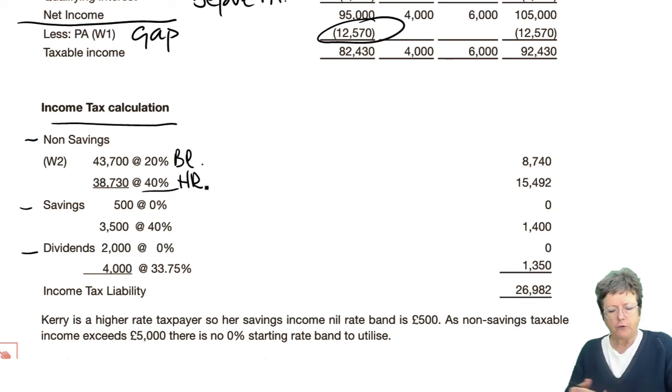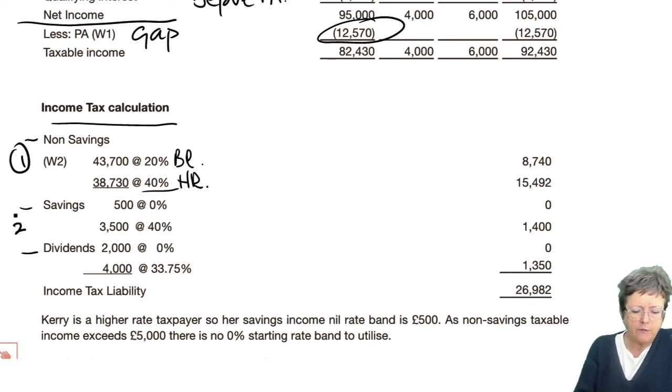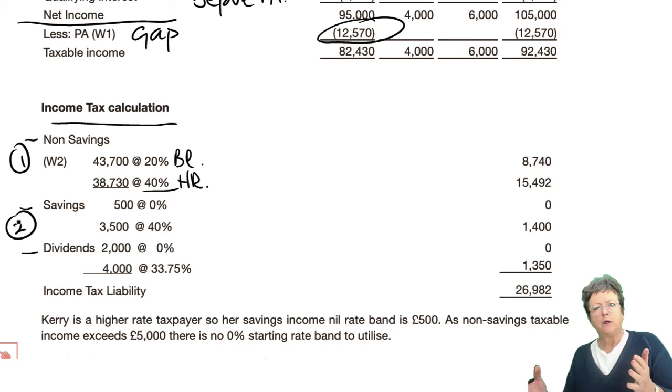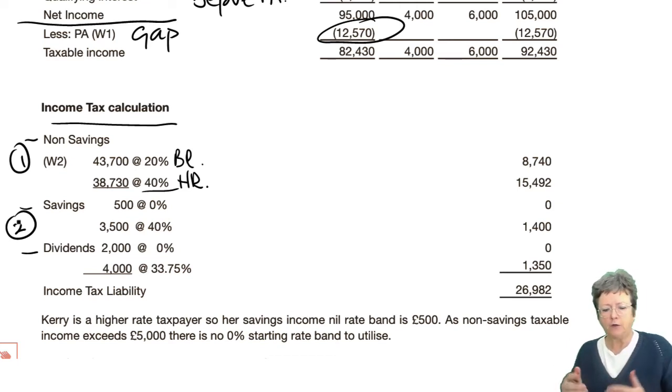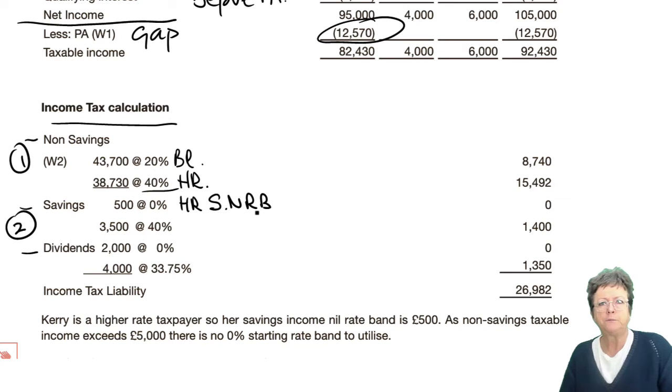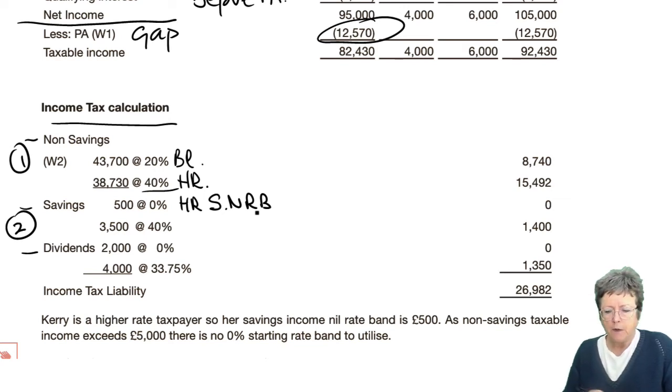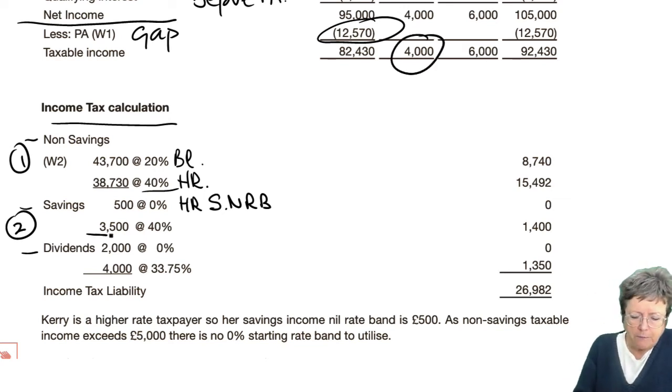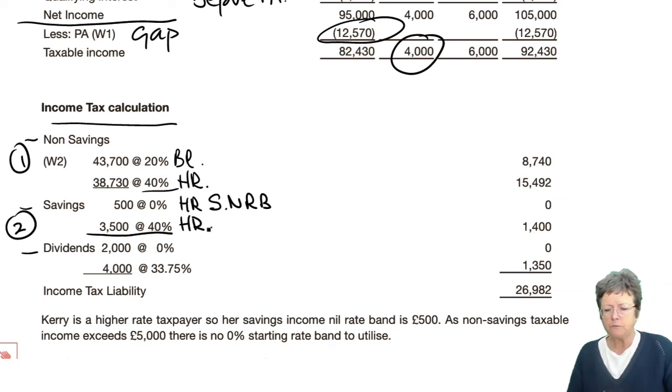Deal with that first. Second, savings. Question ourselves: this income isn't in the first 5,000, so we're not going to get the 0% on the first 5,000. This is a high rate taxpayer, so the high rate savings nil rate band is £500. That's what they're entitled to. The balance of that is taxed still at high rate. It's not an additional rate taxpayer.